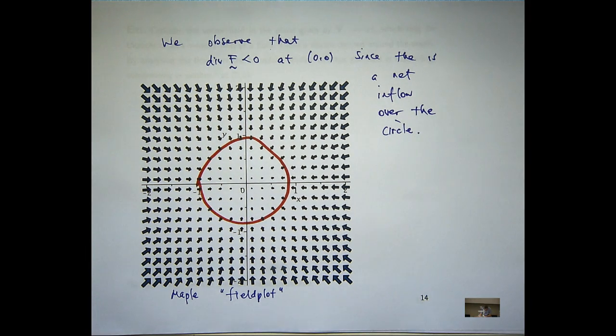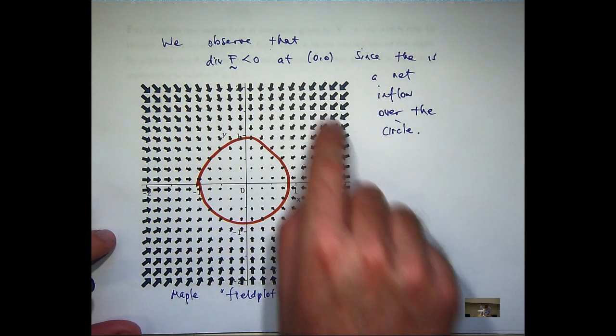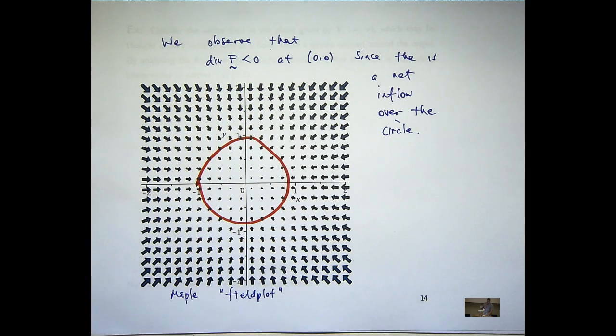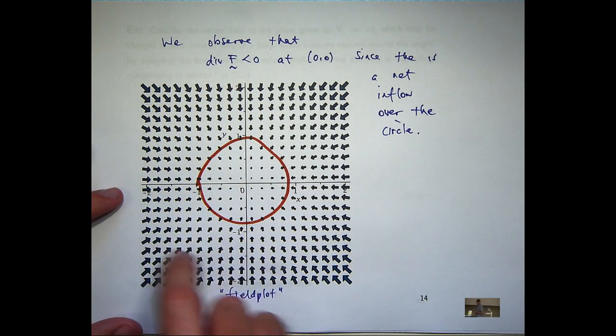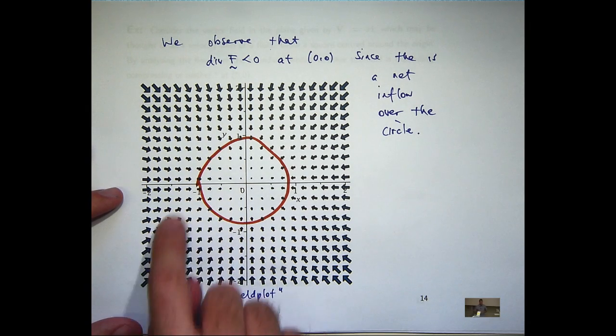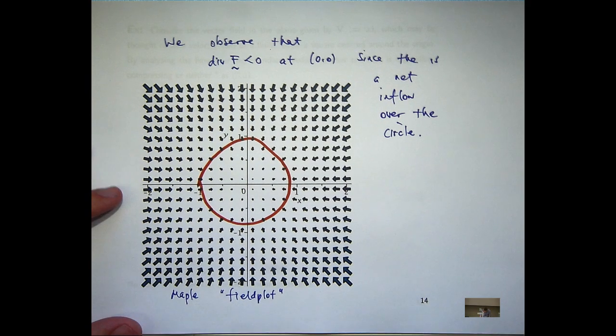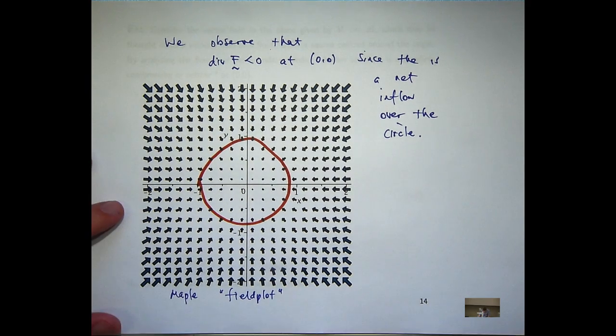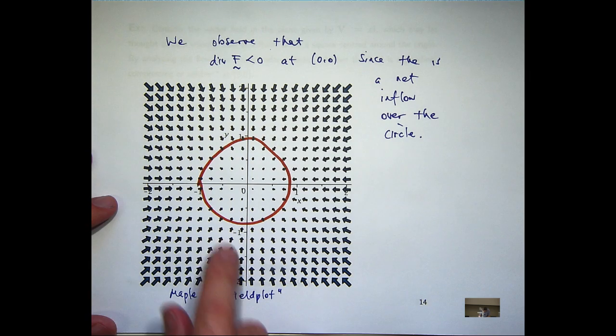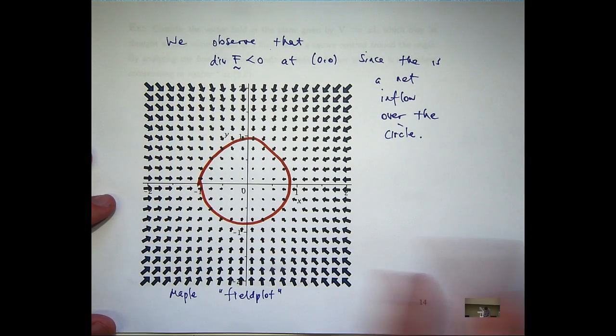Okay, and what you might want to do is just draw a few more circles and see what happens. Essentially, if I draw a circle down here, you'll see that there's some outflow, but there's more inflow. So the divergence of this vector field is negative at every point.